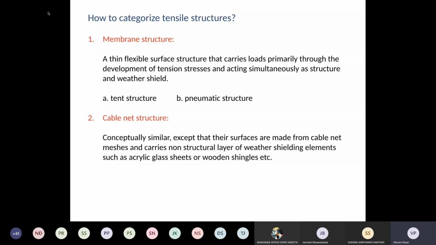Cable net structures, conceptually, are similar, except that their surfaces are made from cable net meshes and carry a non-structural layer of weather shielding elements such as acrylic, glass sheets, or wooden shingles, etc. Okay. Now let's see some examples.